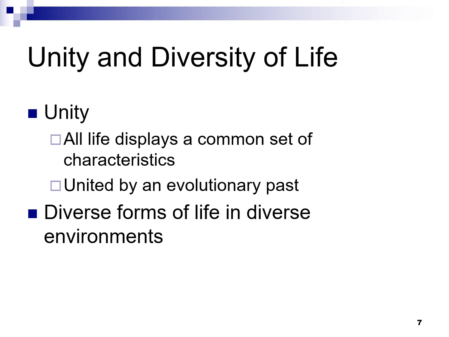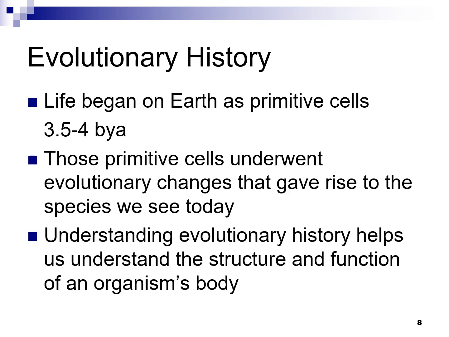Those 7 characteristics of life unify life. All life displays those 7 characteristics, from the lowly prokaryote all the way up to the mighty redwood. All share the same characteristics of life. However, there's a large difference between the prokaryotes and a redwood, between us and a fern. So diverse forms of life form in diverse environments.